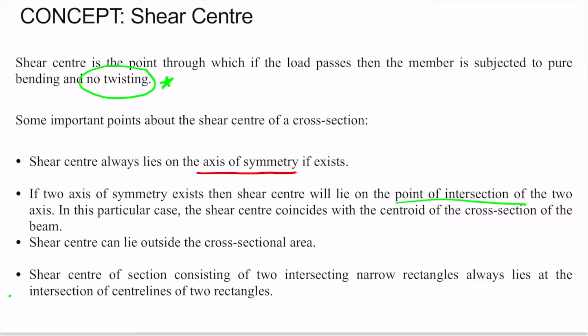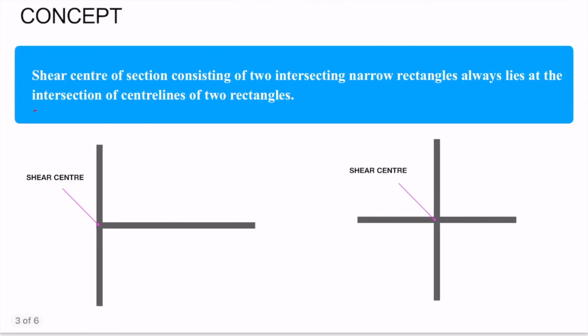two intersecting narrow rectangles always lies at the intersection of the center lines of the two rectangles. So we'll discuss this point in detail. So the shear center of the section consisting of two intersecting narrow rectangles. Here we can see the two diagrams, A and B. In diagram A as well as in diagram B, there are two narrow rectangles which are intersecting at a point. So according to this fourth point, the shear center will lie at the intersecting point. So here will be the shear center.